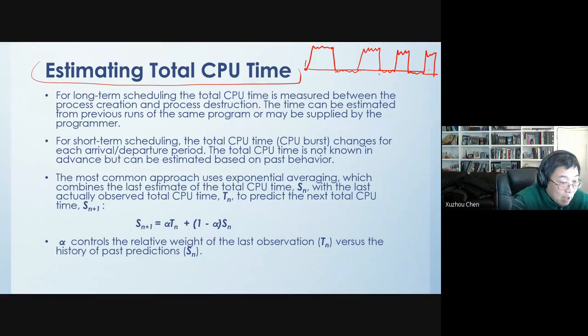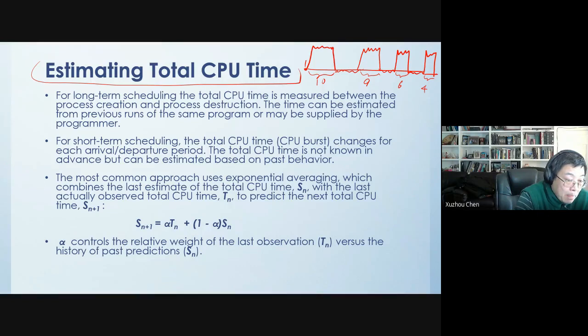So when you talk about the CPU time, here it's probably going to take a time in milliseconds, and this one probably 9 milliseconds. This is probably going to be 6, and this is probably going to be 4. So each time the CPU burst is going to be different. Now how can we estimate the total CPU time?